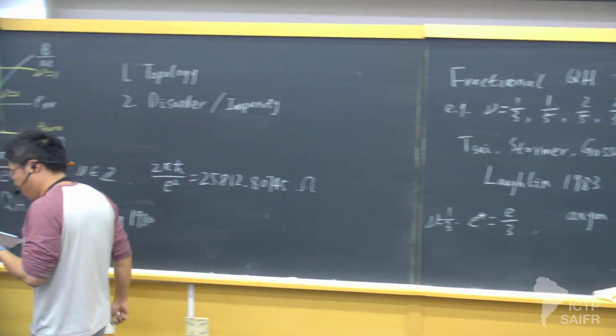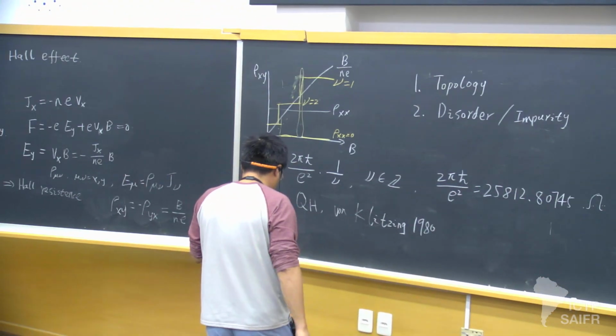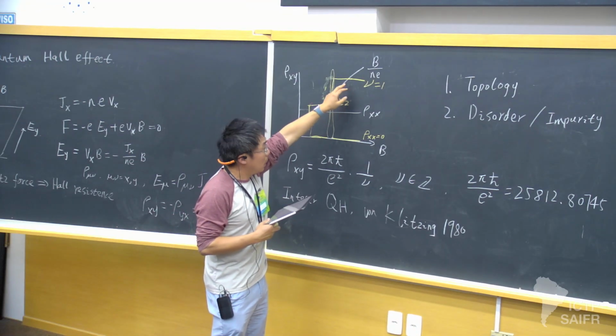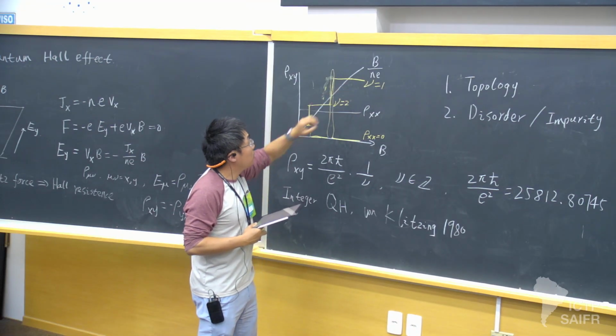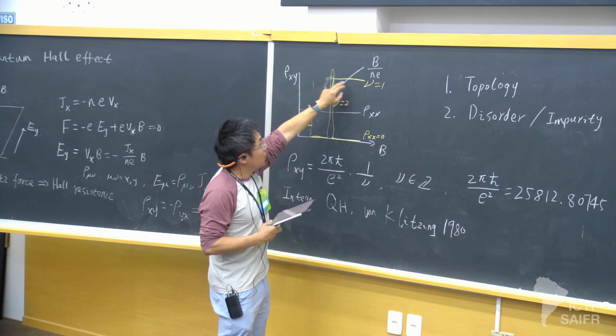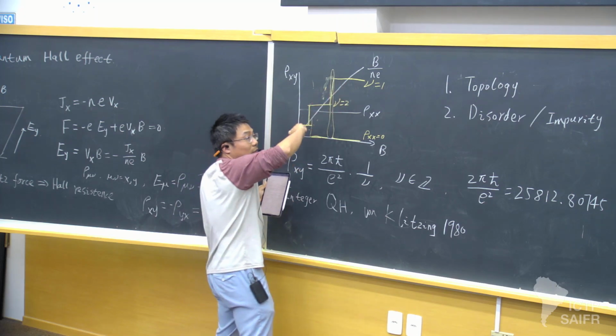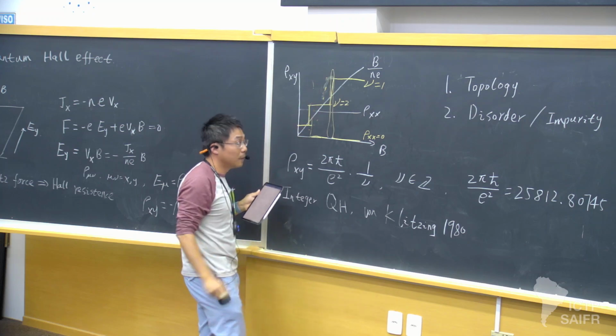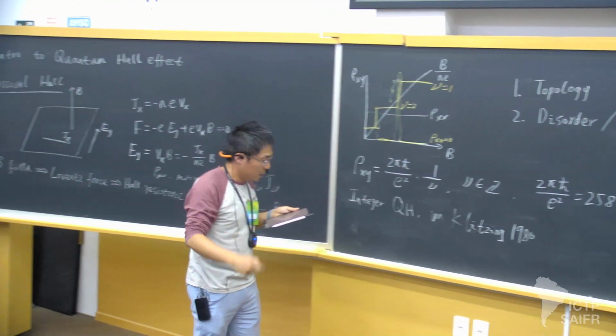One thing I didn't mention is that you could notice I drew it on purpose so that each plateau actually intersects with my classical trajectory of this Hall resistance, right?